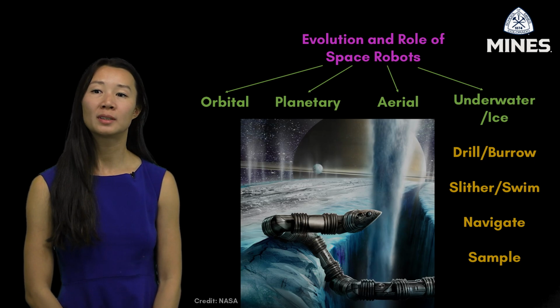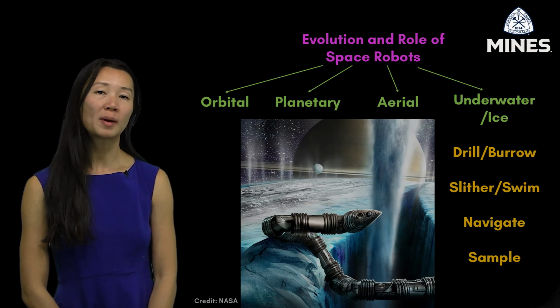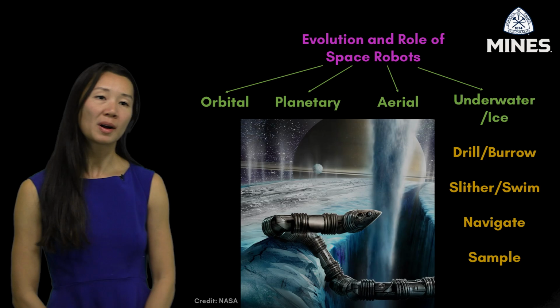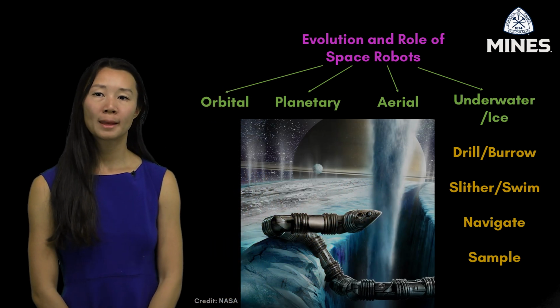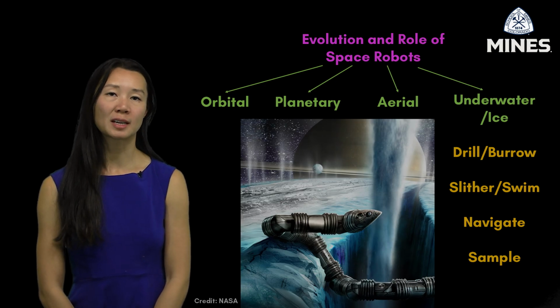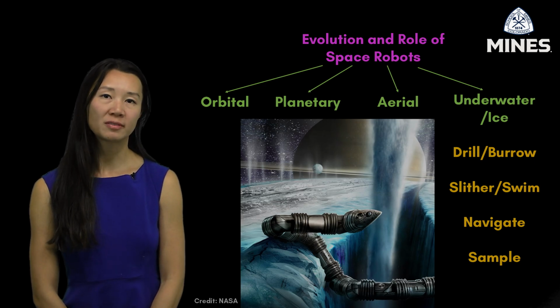On an icy moon like this, with an ocean world underneath the ice surface shell, a robot would likely have to drill or burrow beneath the ice. Once past the icy shell, the robot would have to slither or swim through the ocean. To increase the effectiveness of its exploration, this robot would need to navigate the subsurface environment somehow and perhaps investigate samples or transport samples.